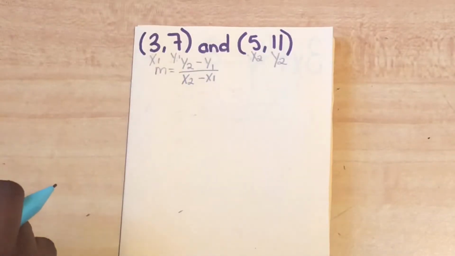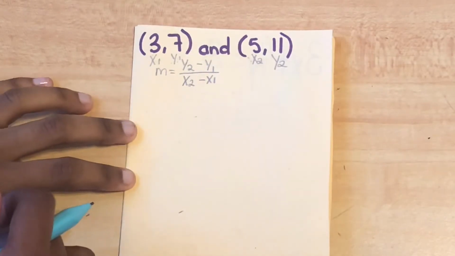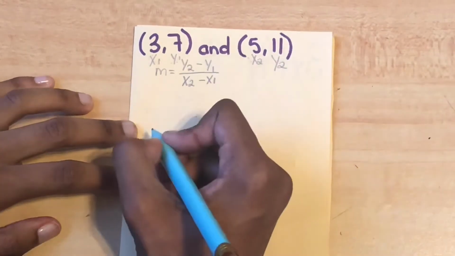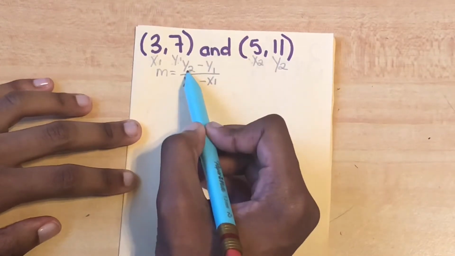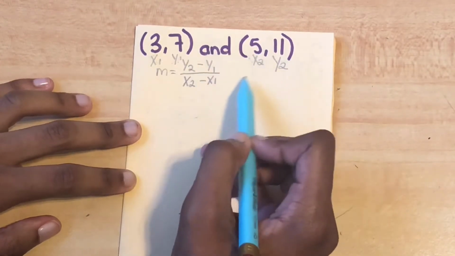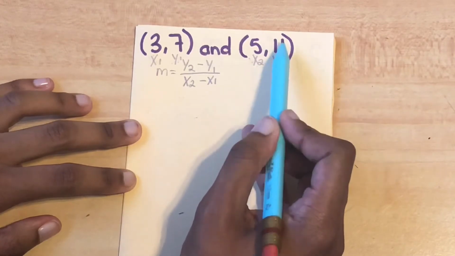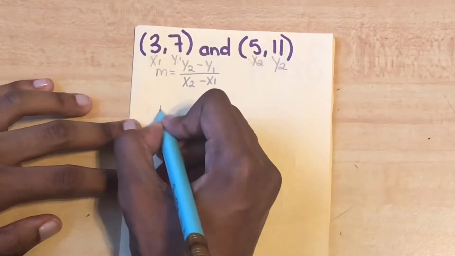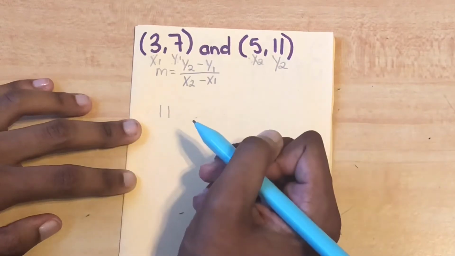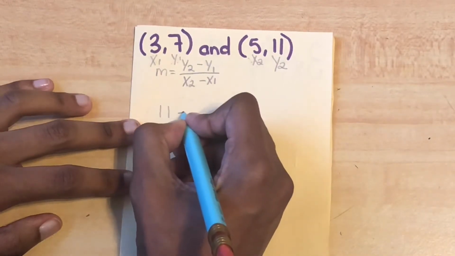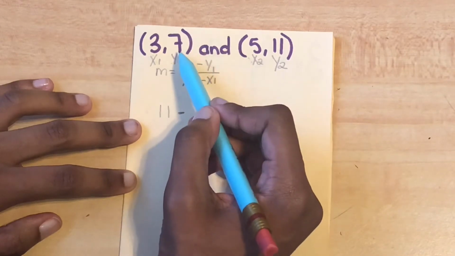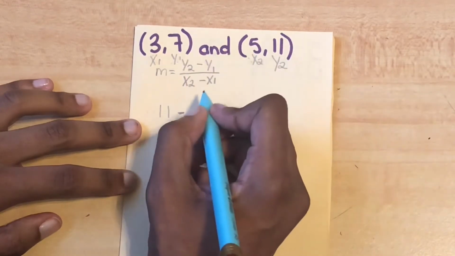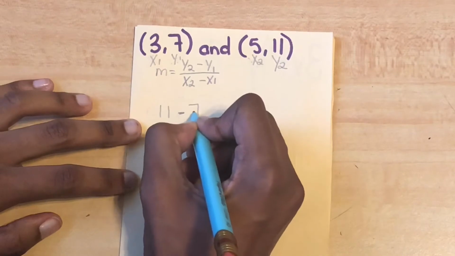Now that we have our ordered pairs labeled, we can plug them into our formula. The first one we're going to look at is our y2 and our y1. So we're going to come over here and look. 11 will be our y2 because it's the second ordered pair. And we're going to do minus because we're going to subtract. And we have our 7 as our y1, so we're going to put 7.